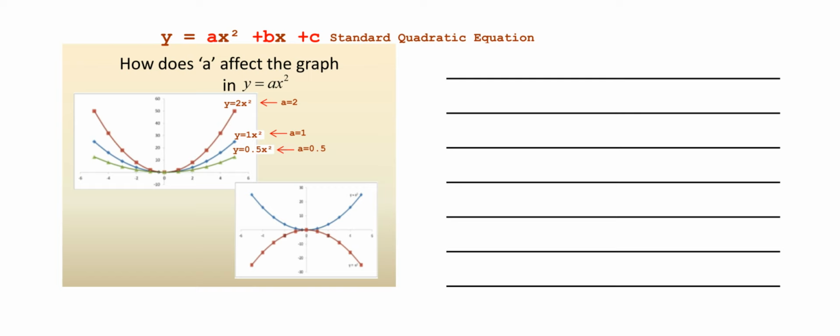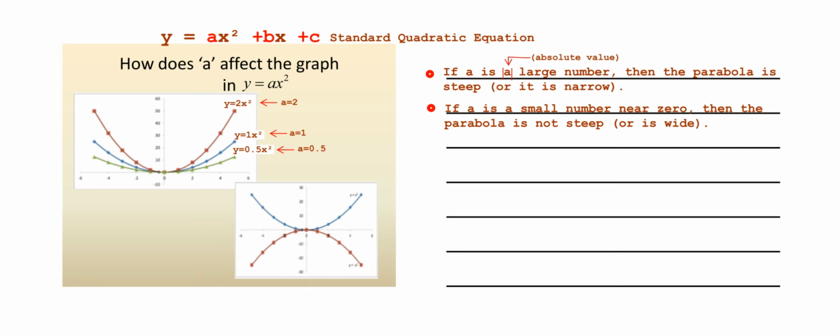So what do we notice here between our graphs? One thing that we can notice is if the absolute value of a is larger, so as a is larger, then the parabola is steeper or narrow. So if a is a large number, then the parabola is steep or narrow. Technically the absolute value is in the wrong spot there. Okay, go for the next one.